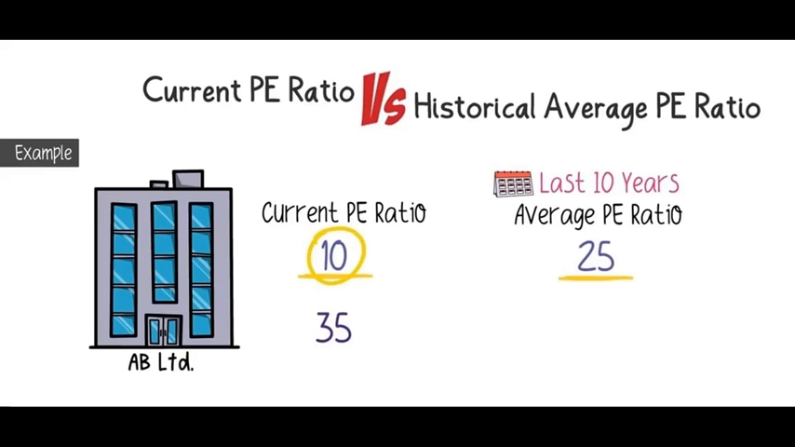So PE ratio is an important ratio which says the valuation of a particular stock, whether the stock is undervalued or overvalued. A high PE ratio indicates that the stock is overvalued. A low PE ratio says that the stock is undervalued and we can invest in that stock.